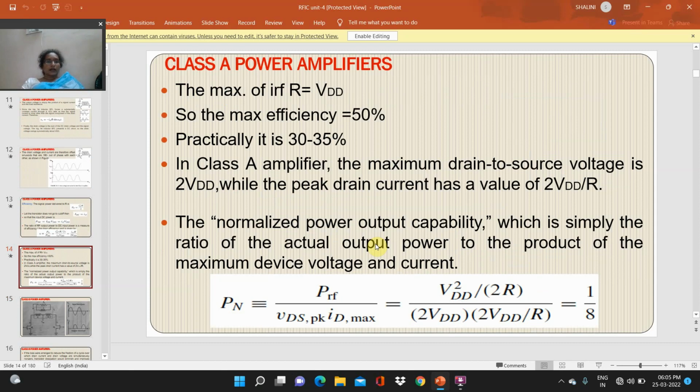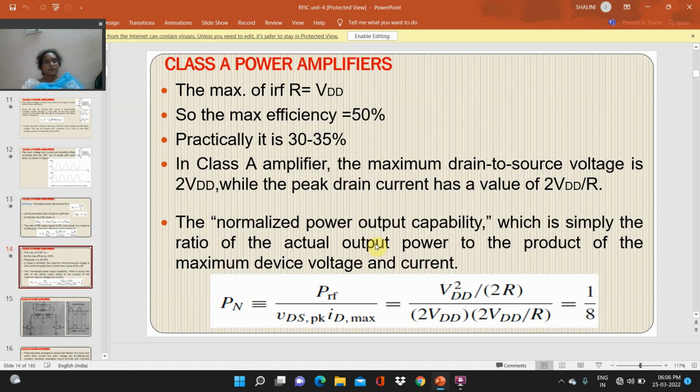What are the Class A power amplifier's considerations? The maximum of IRF is equal to VDD, so the max efficiency is equal to 50%. Practically, it is 30 to 35%. In a Class A amplifier, the maximum drain to source voltage is 2 VDD, while the peak drain current has a value of 2 VDD by R.